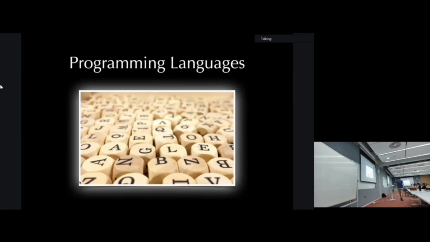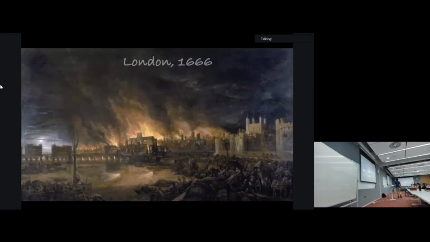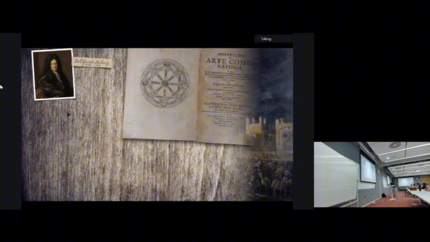And so the story starts with programming languages, and because we're talking about programming languages, I'll take you back to 1666, and it's the fire of London. London is ablaze, everything is smoking and it's terrible. But it's not the only thing that happened in 1666. There was also some good news.